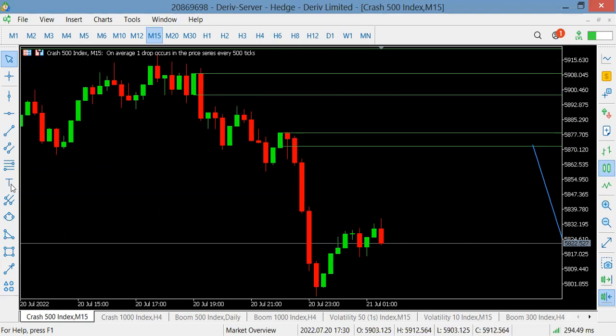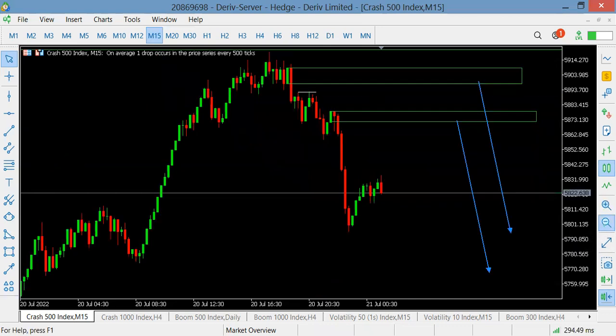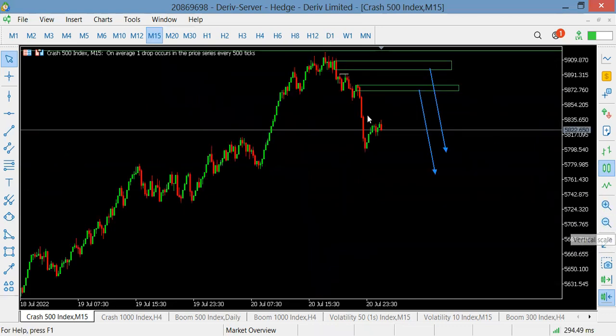You go down to the 15 minutes time, the lower time frame, whether the 5 minutes time frame, you get to see that this is an equal high, and price might want to come back and mitigate it and clear the liquidity there before continuing to the downside.